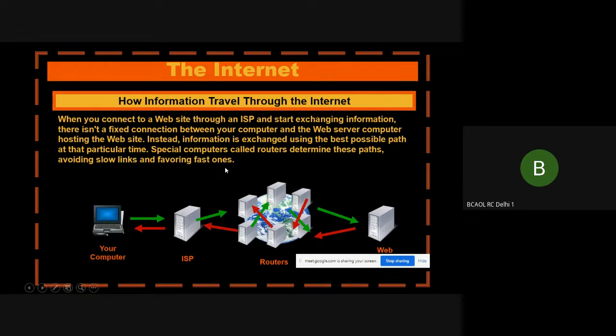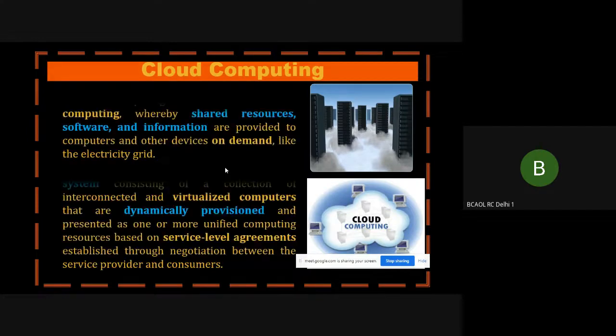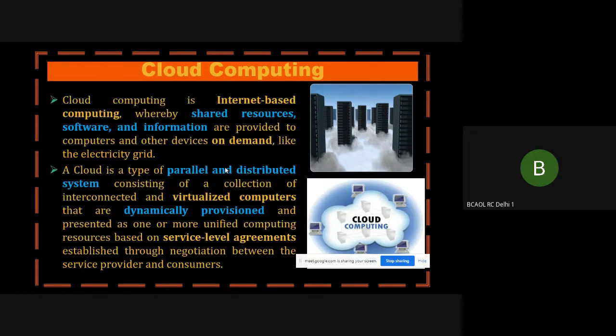So I have told you, what does the router do? They will find out the best path through which your data should move to the destination. Do you understand? Yes, sir. This is generally what is happening in the internet. Then we have already talked about cloud computing. Do we need to discuss it again?